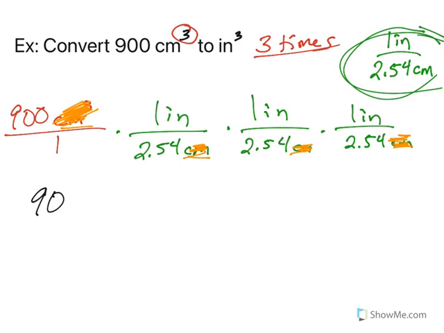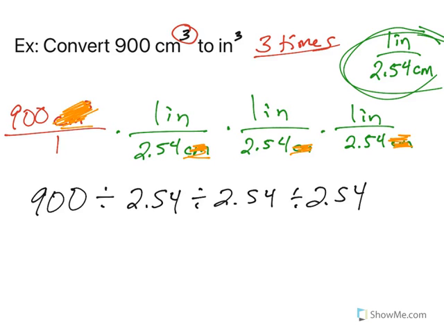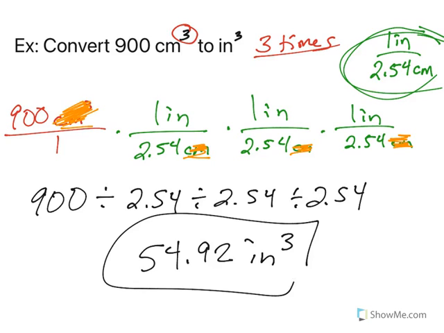So now I take the 900 that I started with, and because the 2.54 centimeters is in the denominator, I divide by 2.54, divide by 2.54, divide by 2.54. When I do that, I end up with 54.92 cubic inches.